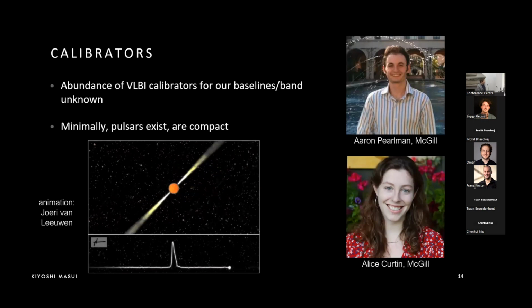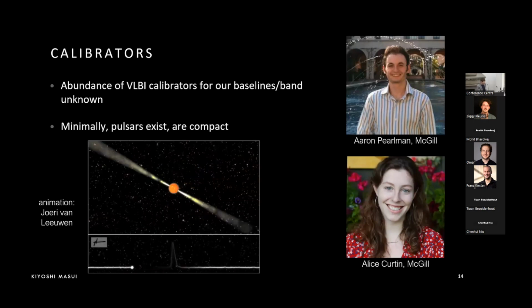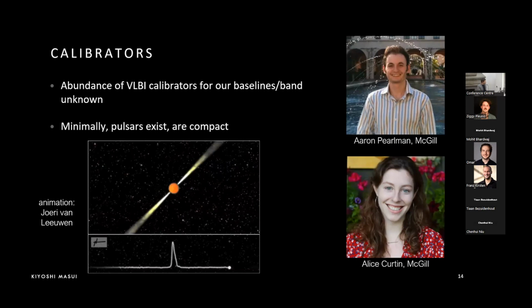Similarly, we still need to calibrate, right? And the abundance of calibrators for our baselines in our band is very poorly known. LOFAR has done some work, but at shorter baselines than us. There's lots of work that's been done at much longer baselines, but at higher frequency. So in our actual space of baseline and bandwidth, we don't know the abundance of VLBI calibrators.